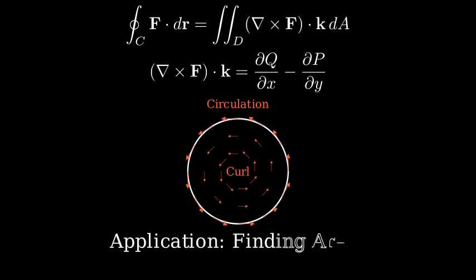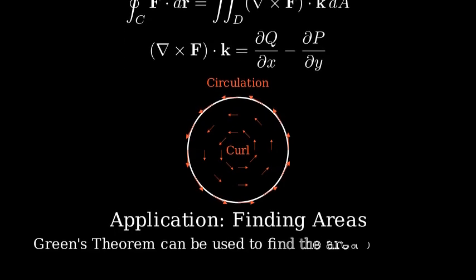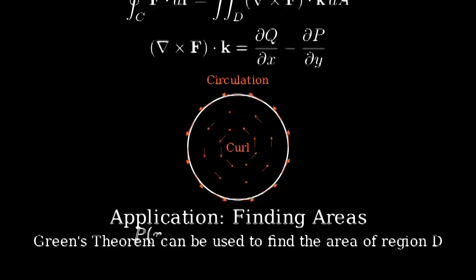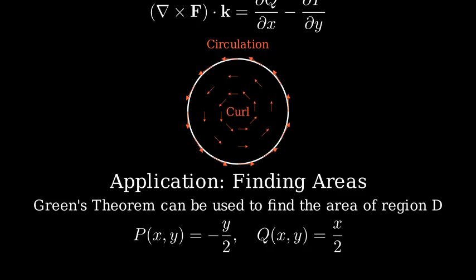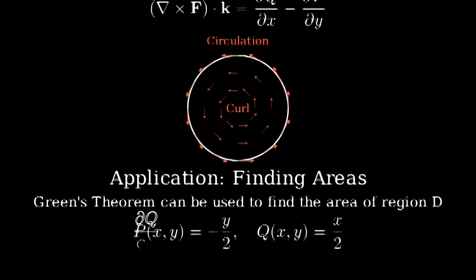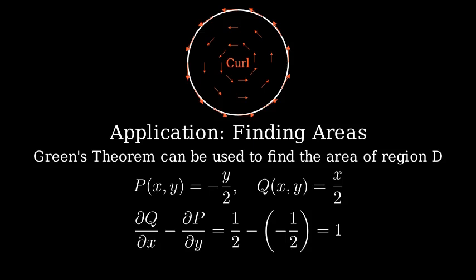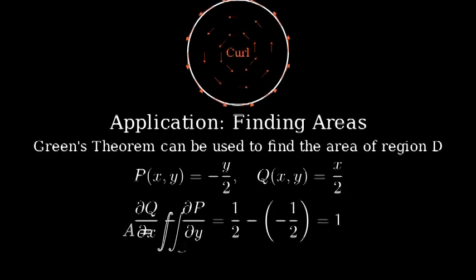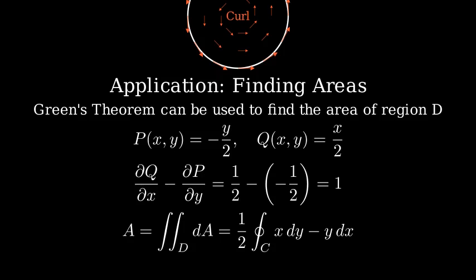One practical application of Green's theorem is finding the area of a region. By choosing P(x, y) equals negative y over 2, and Q(x, y) equals x over 2, we get that the partial derivative of Q with respect to x minus the partial derivative of P with respect to y equals 1. Substituting these values into Green's theorem, we find that the area of region D equals 1/2 times the line integral around C of x dy minus y dx. This is a powerful formula for finding the area of a region bounded by a parametrically defined curve.